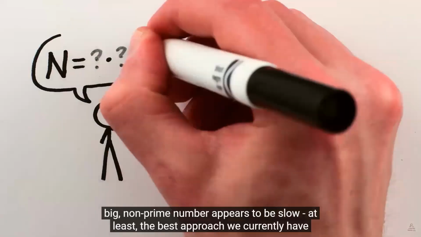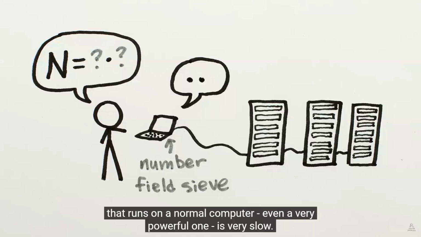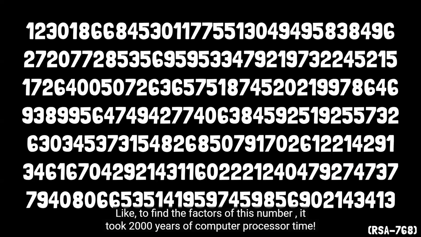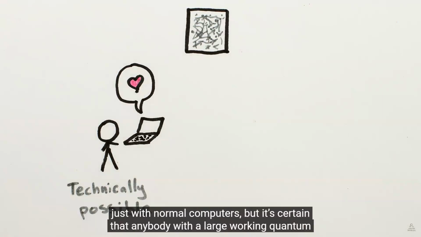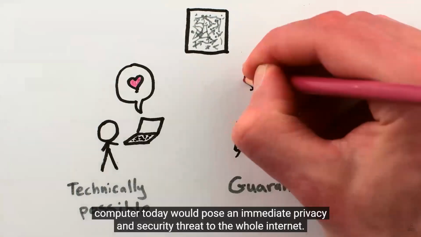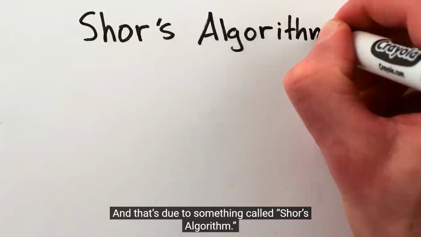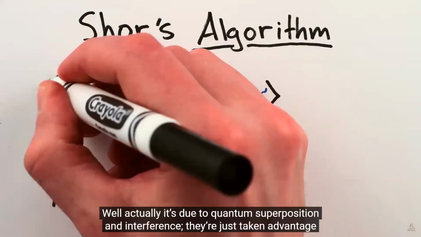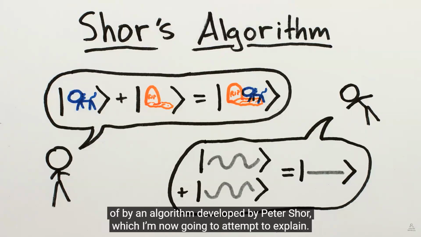At least the best approach we currently have that runs on a normal computer, even a very powerful one, is very slow. Like, to find the factors of this number, it took 2,000 years of computer processor time. Now, it's not yet proven that we won't eventually find a fast way to break encryption just with normal computers, but it's certain that anybody with a large working quantum computer today would pose an immediate privacy and security threat to the whole internet. And that's due to something called Shor's algorithm. Well, actually it's due to quantum superposition and interference. They're just taken advantage of by an algorithm developed by Peter Shor, which I'm now going to attempt to explain.